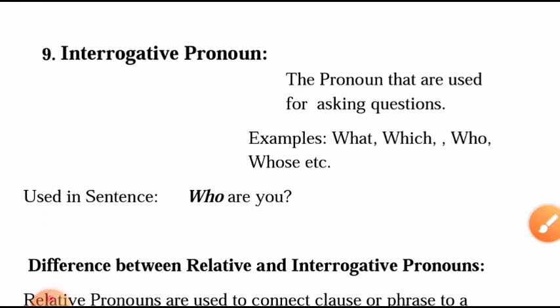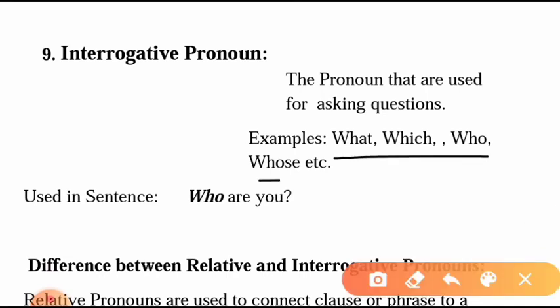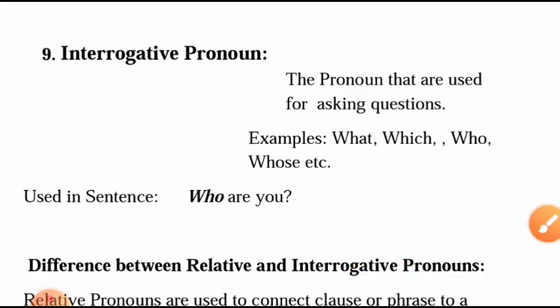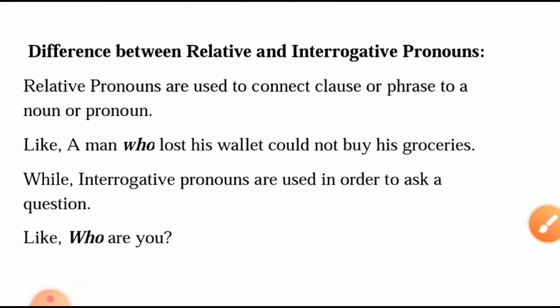So let's talk about the last, which is interrogative pronoun. The pronouns that are used for asking questions. So interrogative pronouns are those pronouns that we use when we are asking questions. So you see the example: Who are you? Here you are asking a question about the noun, this. So in that situation you could use an interrogative pronoun. So you might be thinking that what, which, who, whose, these are the words that could be relative, or they could be interrogative. So what is the difference between these two? So let's talk about the difference at the end.